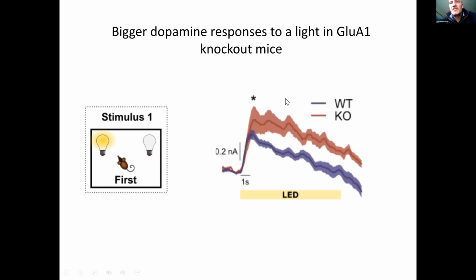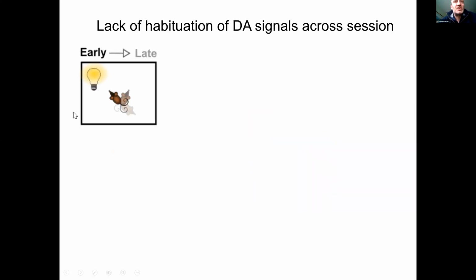And again, what we found was that the signals were much bigger in the knockouts than in the wild types. So an LED light stimulus. Now, again, this is the average taken across a whole session. What we did was we split the session into first and second half, so early and late, and compared the dopamine signals in the two genotypes across the two halves of the session.